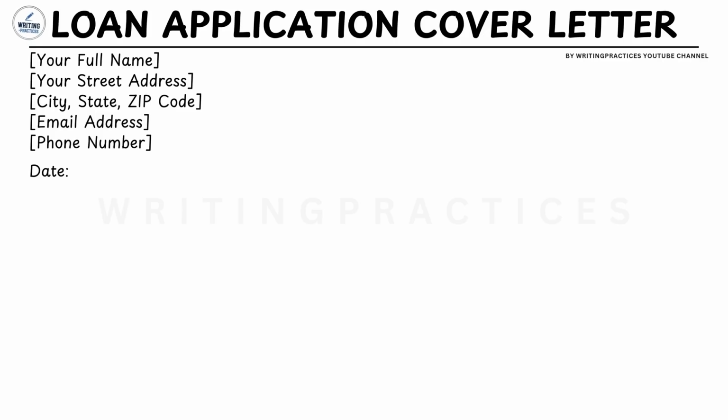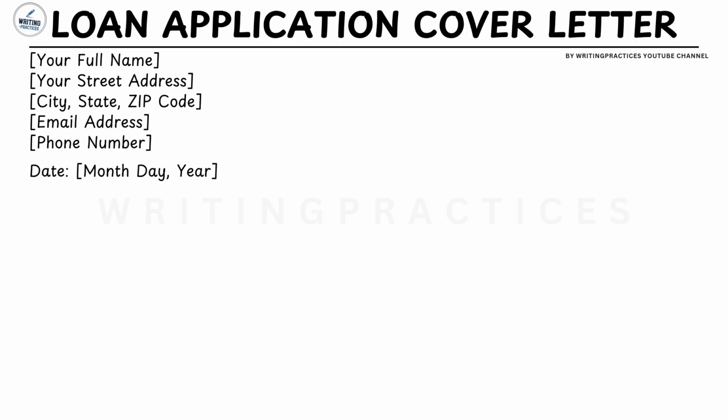The date. After your contact information, you'll write the date the letter is being sent. Just like in any formal letter, the date plays an important role in establishing the timeline of your application. So if you're sending it on June 1st, 2025, you would write June 1st, 2025. Keep it simple and don't forget to update it if you're reusing a letter from a previous draft.